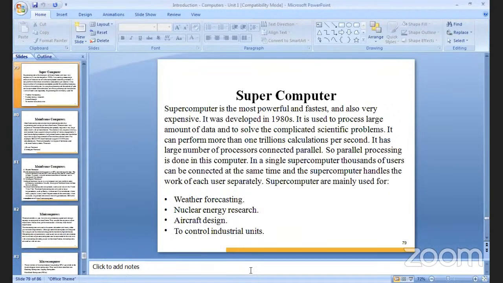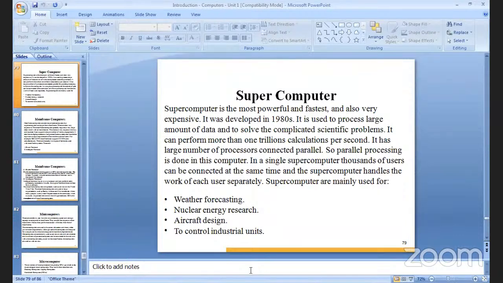Coming to the supercomputer, it is the most powerful and fastest, and also very expensive. It was developed in the 1980s. It is used to process a large amount of data and to solve complicated scientific problems, and it can perform more than 1 trillion calculations per second. It has a large number of processors connected in parallel, so parallel processing is done in this computer.